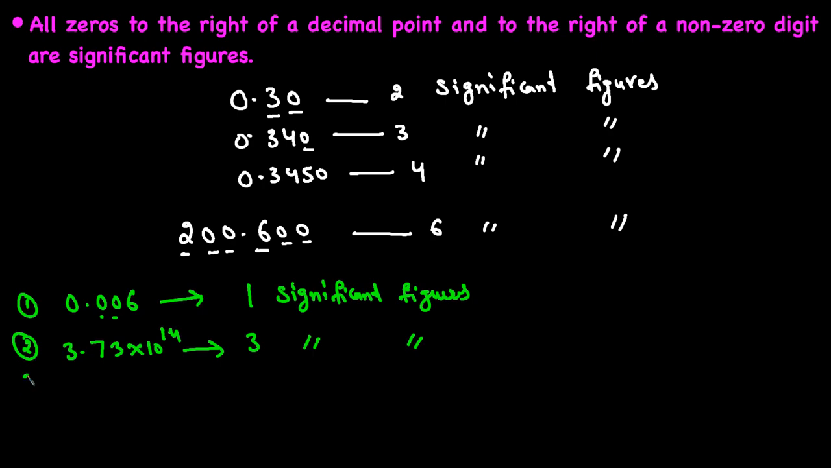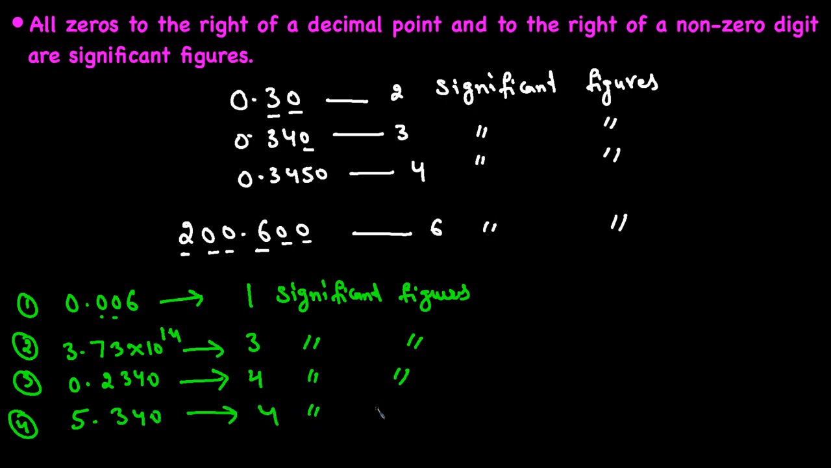Okay, let's do number 3. We have 0.2340. That's this rule over here. This 0 is right of a decimal and right of a non-zero digit, so this is a significant figure. So we have 4 significant figures here. Let's do one more. We have 5.340. This will also have 4 significant figures.